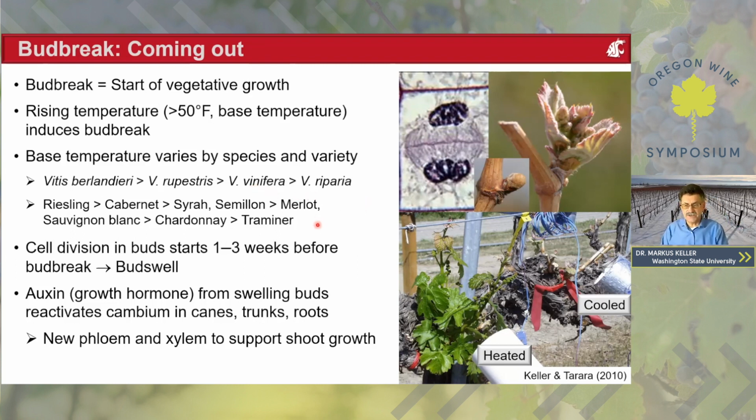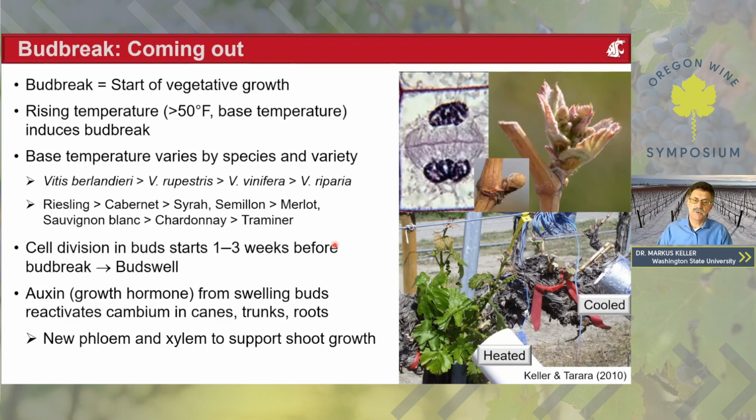The varieties, I'm not going to go through all of these varieties, also vary somewhat in their base temperature. We know that Riesling and Cabernet Sauvignon have later bud break, for example, than Chardonnay and Gewürztraminer, because the base temperature varies between varieties. But it's roughly around 50 degrees Fahrenheit.